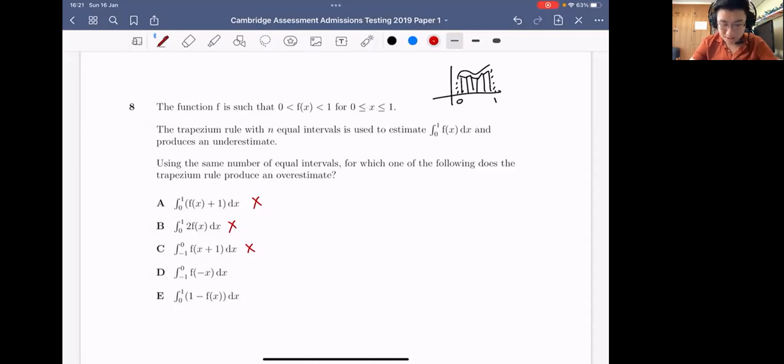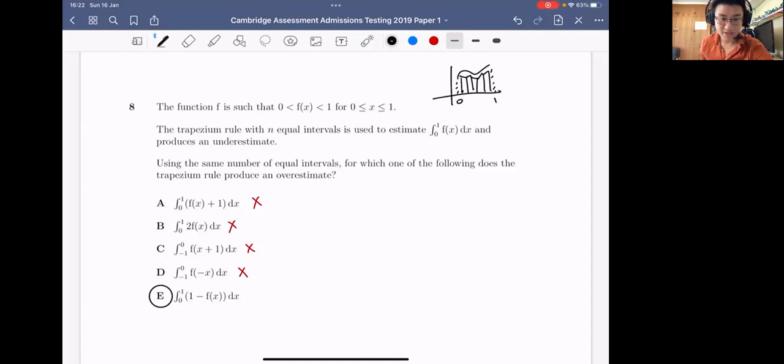I guess that's the same. If you reflect it in the x-axis, that wouldn't change the fact that the trapeziums are still an underestimate. You're just reflecting it. But then you're integrating. I guess that follows from the same logic as option C. So it's probably not D either. Oh, this is a poorly done question. I'm guessing it's E, since I've eliminated all of the previous 4 options.